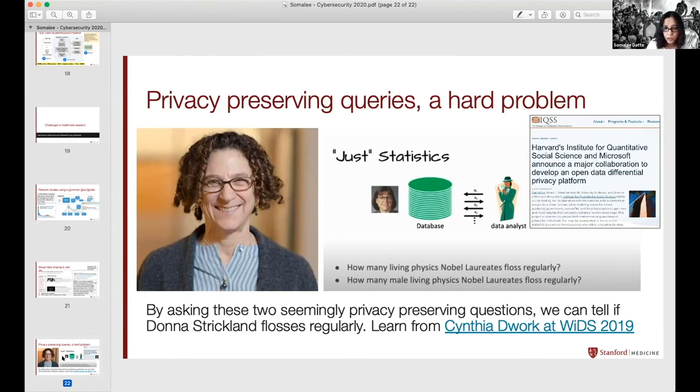However, just based on these two questions, you can answer the specific question of whether a particular Nobel laureate flosses regularly. So if you want to hear more, I highly recommend you check out Cynthia Dwork's talk at the Women in Data Science. She presented here at Stanford in 2019. Now, having said that, these types of problems can be solved by differential privacy. And there is a huge amount of work that has gone in from Microsoft Research in differential privacy. And now they're in the process of creating a platform that can be more broadly used by the community. So I'm personally very hopeful of that. So I'm going to end there.